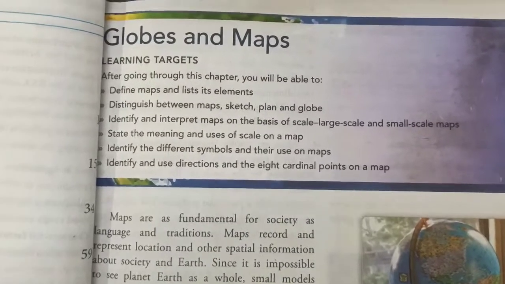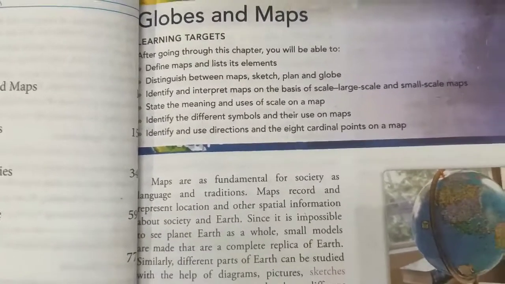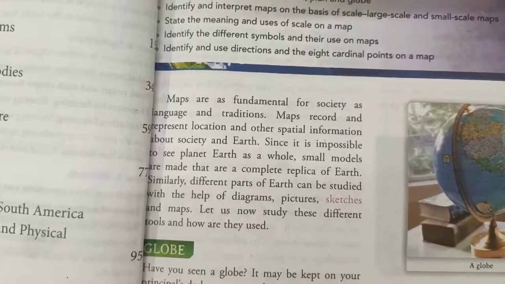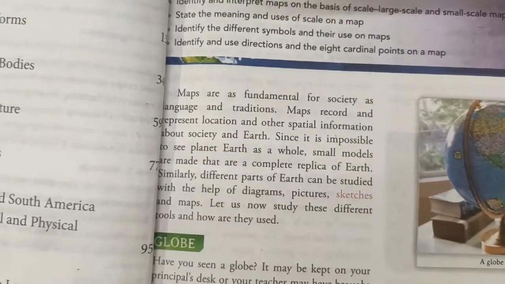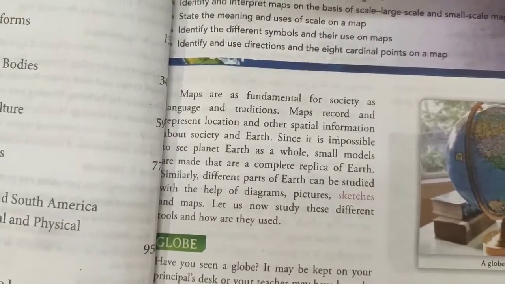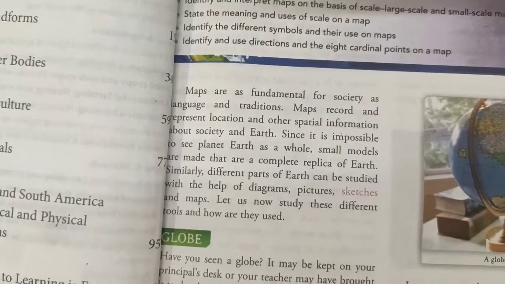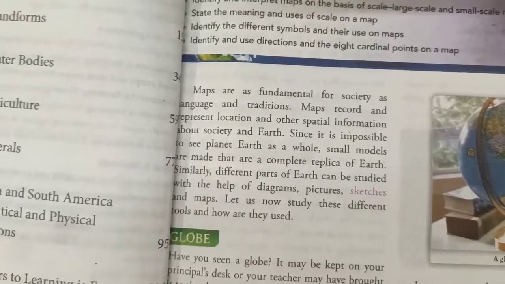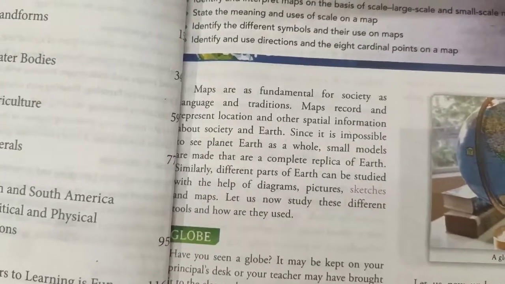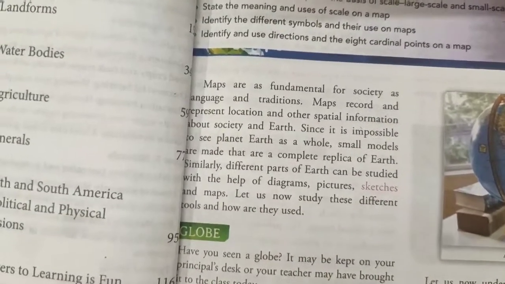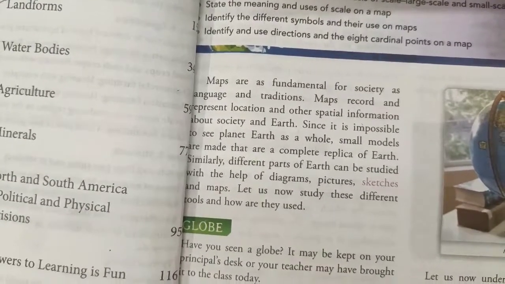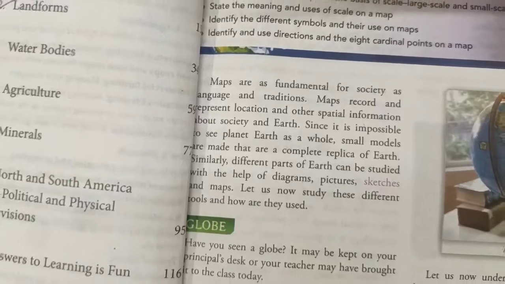Okay. Now, see children, here in the first para, they are explaining about the importance of maps. They are saying maps are as fundamental for society as language and traditions. As in a society, the language and the traditions are an important part of society, in the same way, maps are also very, very important.